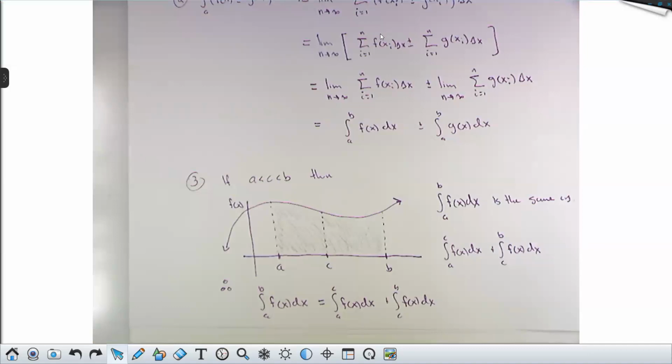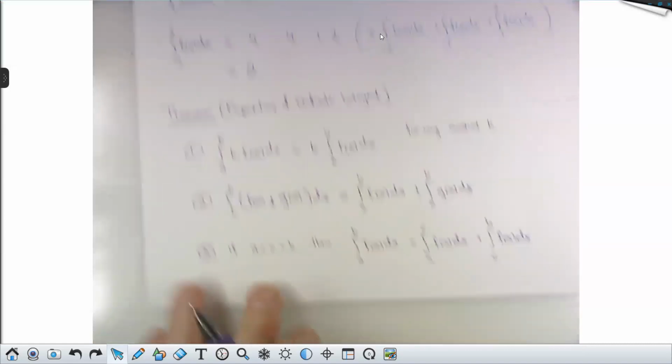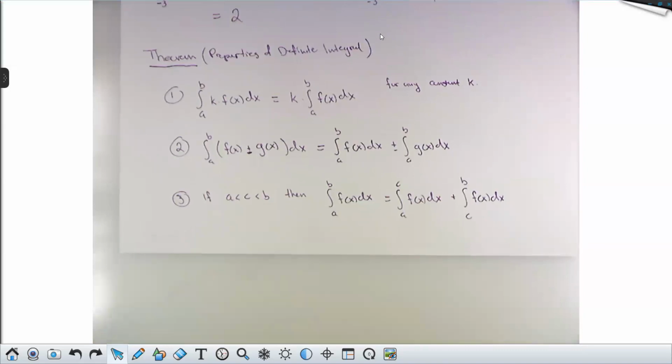So these are the three properties of the definite integral that we want to keep in mind as we are just getting started. And as always, you're not responsible for the proofs, but you are responsible for the statement of and the application of the theorem.